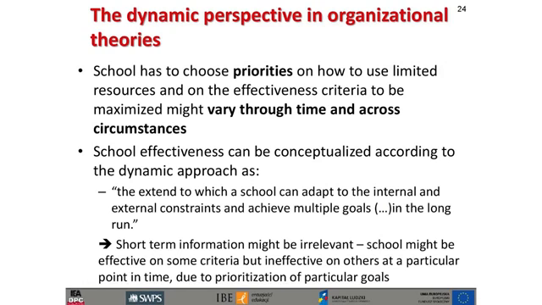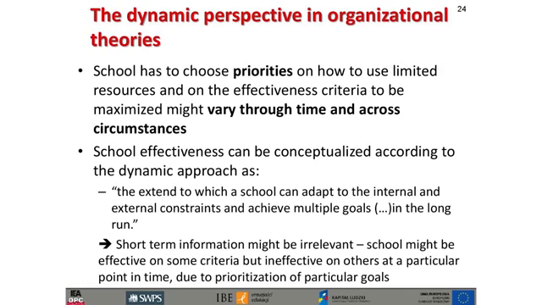So this leads to the fact that a school has to choose priorities. Of course, they have to act with limited resources, and they have to put priorities on how to use limited resources and on the effectiveness criteria to be maximized. So the school cannot go for all the different quality and effectiveness criteria and improve on everything. They have to put focus on particular things, and these might vary throughout time and also across circumstances. But this definition matches the empirical situation very well. However, it is challenging for empirical studies.